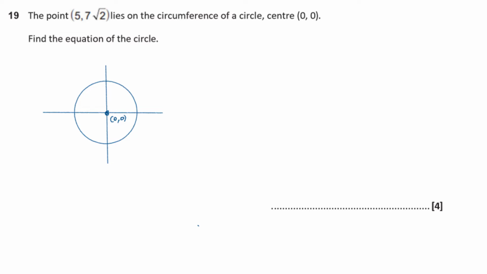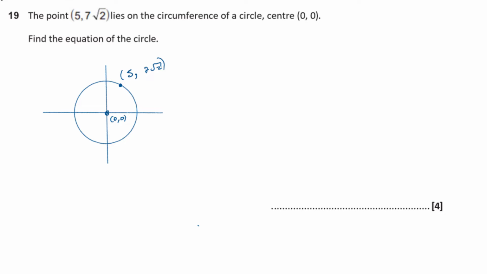And we know a point on this circle which is 5, 7 root 2. Now, where's the point 5, 7 root 2? Well, root 2 is bigger than 1, so something bigger than 1 times 7 is definitely going to be bigger than 5. So it's going to be somewhere up here, slightly higher up than it is along. So that's the point 5, 7 root 2. I don't know how that's important, but I just like to get my diagram as good as possible. Okay, find the equation of the circle.